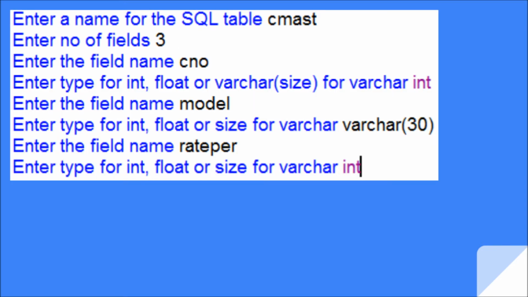So we can see that the first field name is CNO, it is integer type. The second field name is model, which is a character type, size is 30. The third field name is rate par, which is also integer type. Here the first field CNO will automatically become a primary key.